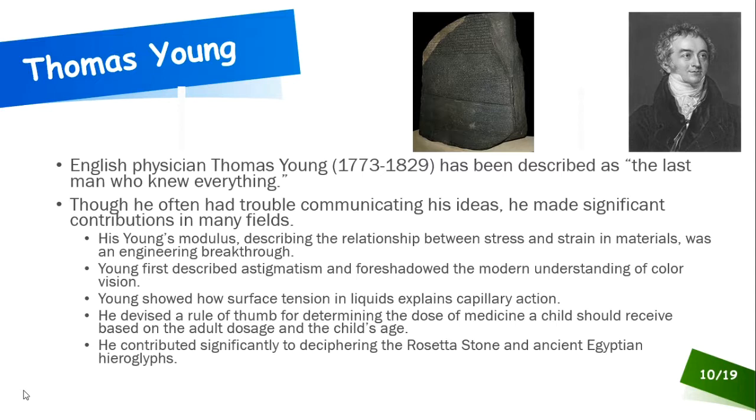Now, notice I said he contributed significantly. This is actually a controversial issue, because there was a Frenchman at the time who also was doing work with the Rosetta Stone, and who some credit as unlocking the key to deciphering ancient Egyptian. So what's really funny is some years back, the British Museum in London had a special display on the Rosetta Stone. And one week they had pictures of Thomas Young and this French fellow, and they put them out there.